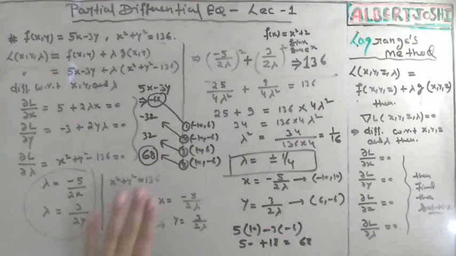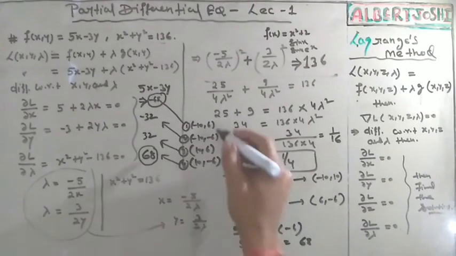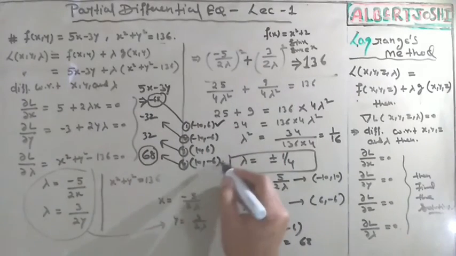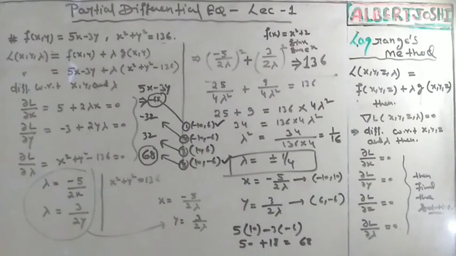The question asks at what point it has maximum value and at what point it has minimum value. At the point minus 10 and 6, it has minimum value. At this point, it has maximum value. That is the answer. I think that you understand.